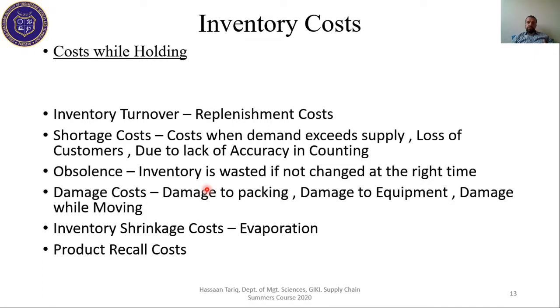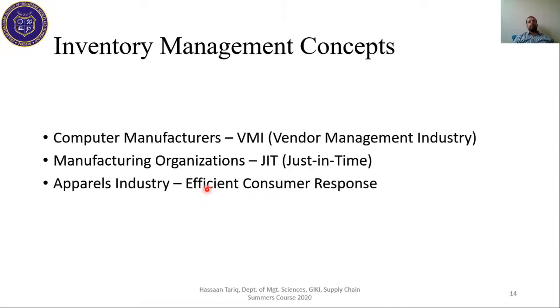Then you have the damage cost. Obviously, if the inventory is damaged, you have to bear the cost as well. You have your inventory shrinkage cost as well, that is more towards theft and stuff like that. And you may also have to face product recall cost. Obviously, if your product has failed and you have given a warranty with that, you need to recall that thing back as well. So these are some of the costs associated with your inventories.